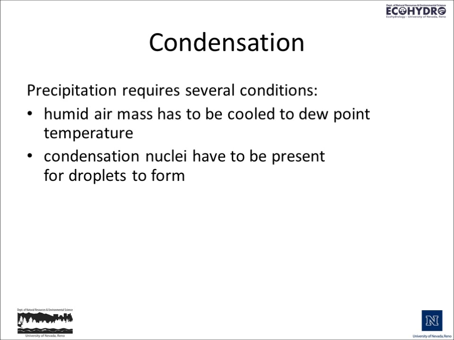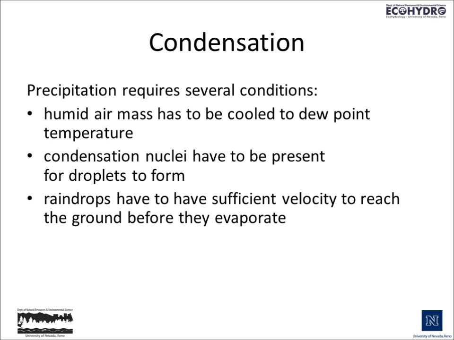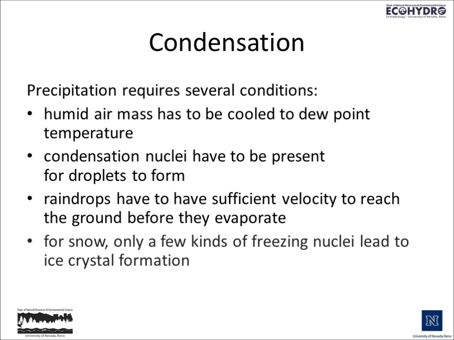Second, we have to have particles present, condensation nuclei, to form drops on. Third, in order for precipitation to occur, the raindrops have to have sufficient velocity to reach the ground before they evaporate. And finally, for snow, only a few kinds of freezing nuclei lead to ice crystal formation. This is particularly important when we start talking about snow making and cloud seeding.